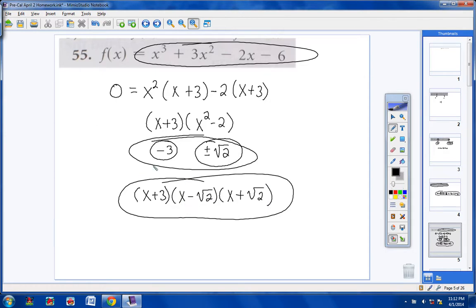Oh, and one other thing they asked us to do was tell which zeros are rational. The negative 3 is a rational 0. The square root of 2 is an irrational 0. Okay, moving on to 57.